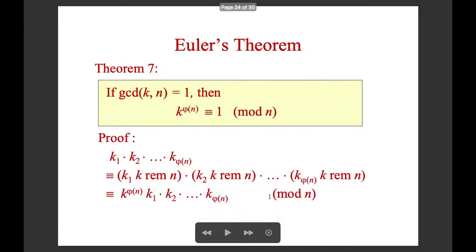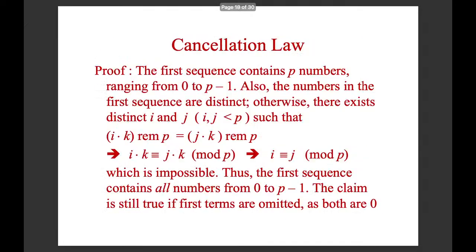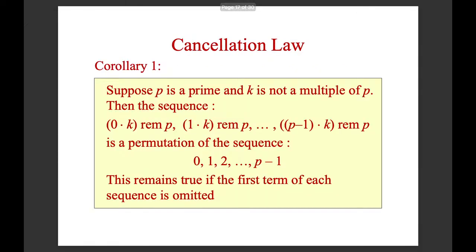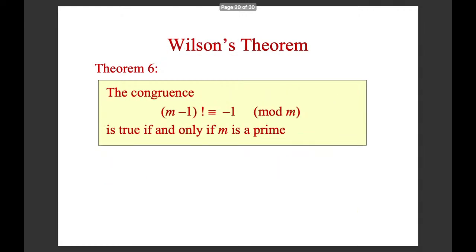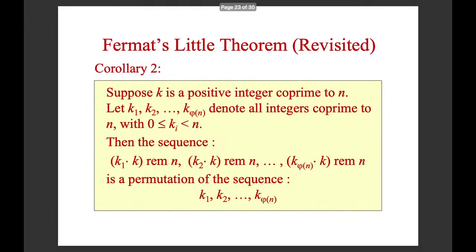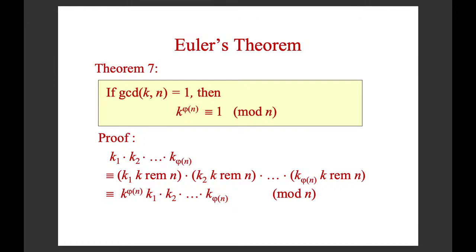Why is it true? It's simple, so I'll leave this for you. This is just reapplying the same proof. So we are proving corollary one here. This is the preparation for Fermat's little theorem. The proof of corollary one will be extendable to the proof of corollary 2 here.